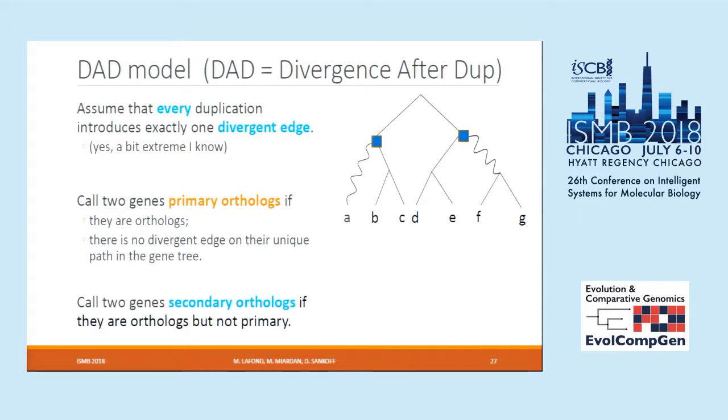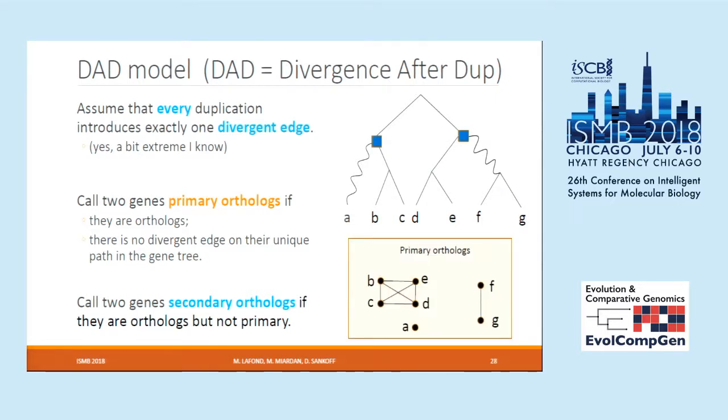In this setting, we call two genes primary orthologs if they're orthologs, and there's no wiggly divergent edge on their path in the tree. And the secondary orthologs are all the other orthologs. So in this example, the primary orthologs would be those related by an edge here. For instance, B and E are primary orthologs because the BE path does not come across a wiggly edge. But B and F are not primary orthologs because you do have this divergent edge on their path, right? And these would be the secondary orthologs that we would add to these primary orthologs. And now B and F are orthologs in this setting.